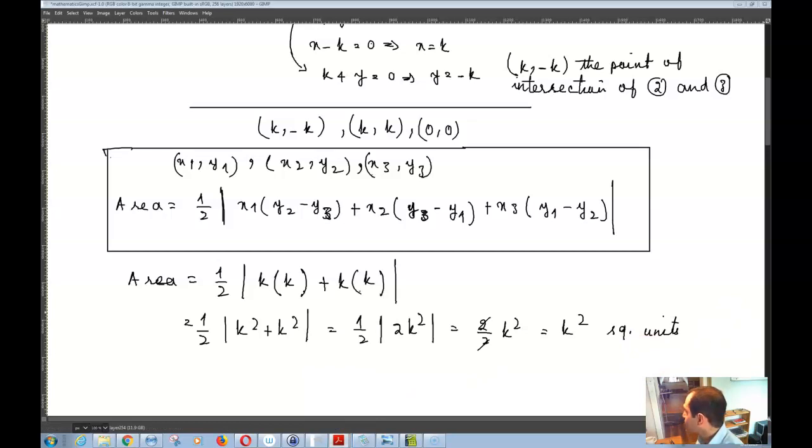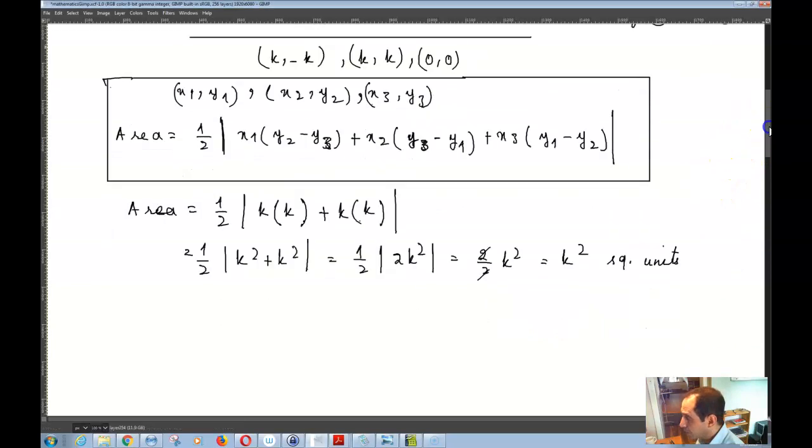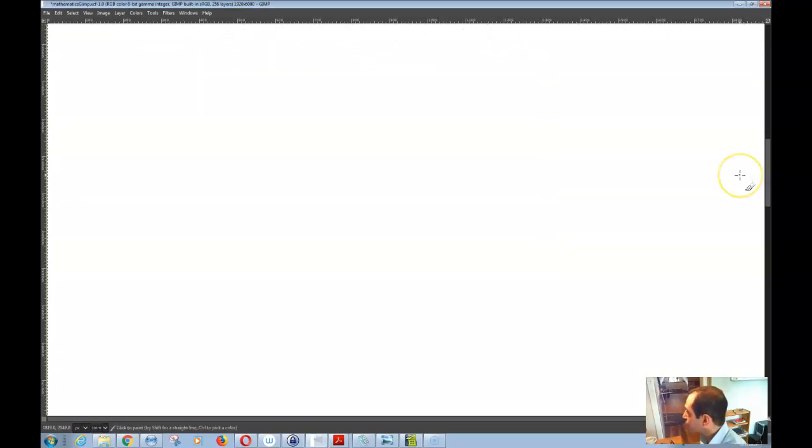Now the next question that we have is: find the value of p so that the 3 lines may intersect at one point.